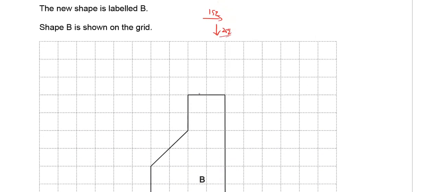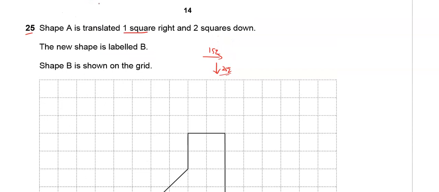So then we reverse this. Shape A is translated 1 square to the right and 2 squares down to get shape B. Now to get shape A from shape B, we reverse this. So it's going to be 1 square to the left and 2 squares up. So 1 square to the left is 1, and then 1, 2. So then now this shape will be like this.